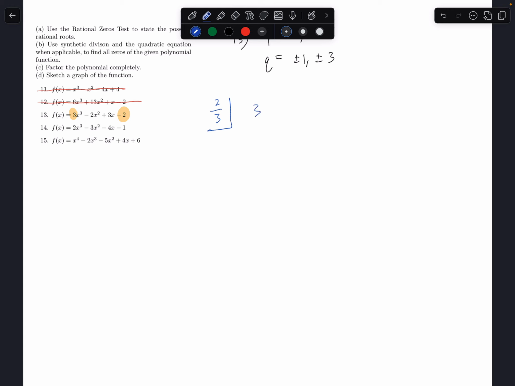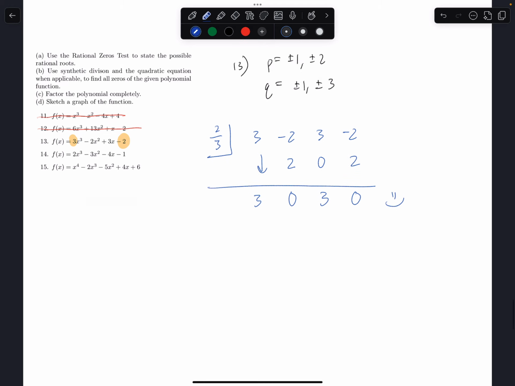Start with 2/3. Coefficients 3, -2, 3, -2. Bring 3 down. 3 times 2/3 is going to be 2. 2 plus -2 is going to be 0. Times 2/3 is 0, plus 3 is 3. 3 times 2/3 is 2, and that is 0. Yes, we found it, guys. We found it. 2/3 is the 0. Great. Okay, that is great news.